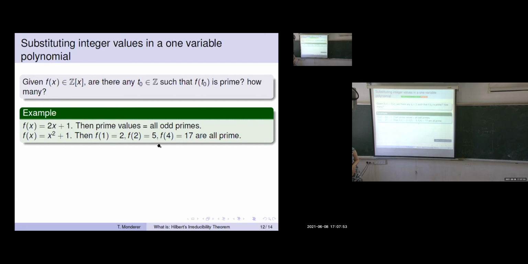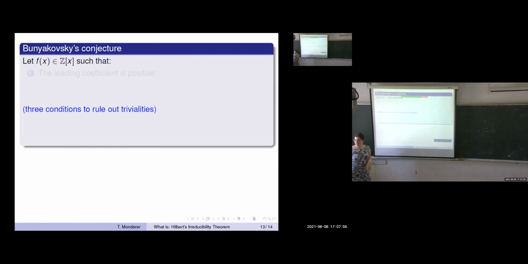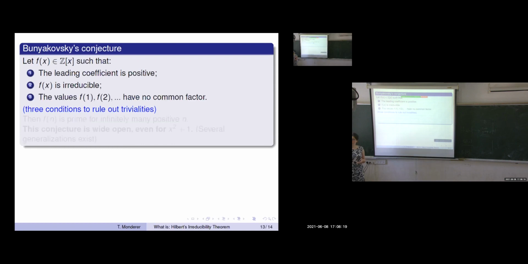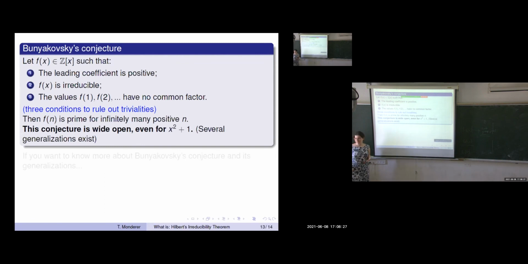And there's a conjecture by Bunyakovsky. There are a lot of generalizations to this; this is the simplest one, I think. Suppose we have a polynomial with integer coefficients, and now we'll have three very sensible conditions. Our leading coefficient is positive, our polynomial is irreducible, and the values of this polynomial when plugging in an integer have no common factor. Then this polynomial is prime for infinitely many positive integers which you plug in.